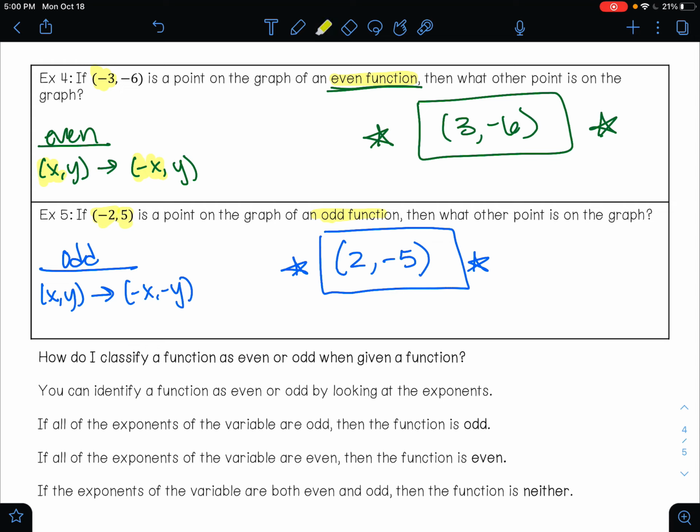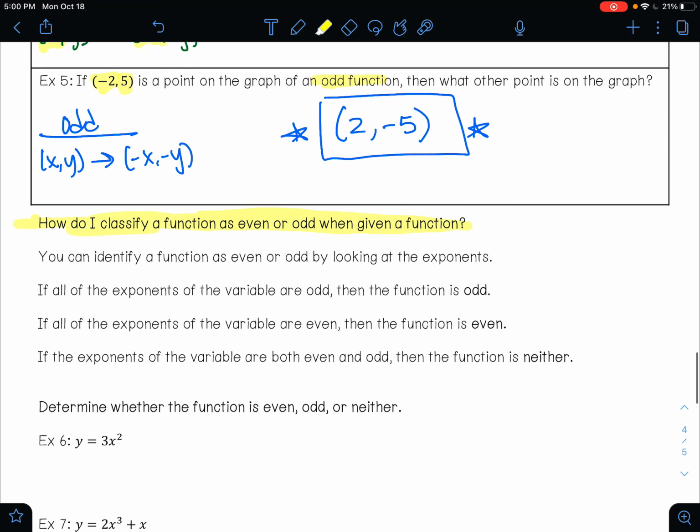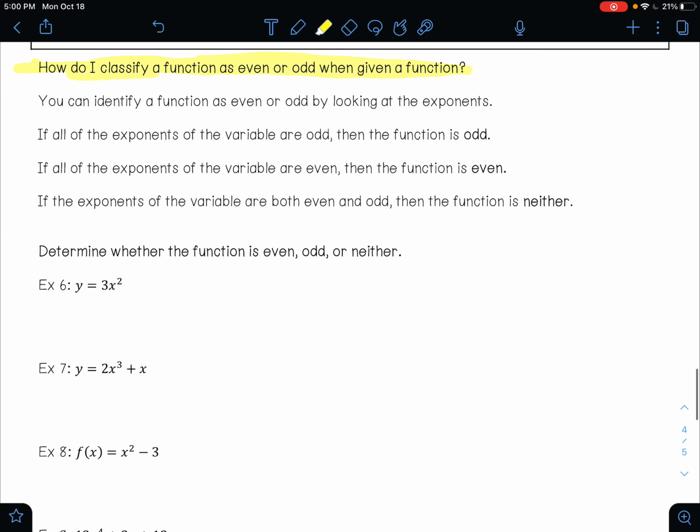Down here we're asked, how do I classify a function even or odd when given the function? So if you're not given a graph and you're just given a function, how do you find it? Well, you can identify even and odd functions by looking at the exponents. If all of the exponents of the variable are odd, then the function is odd. And if all of the exponents of the variable are even, then the function is even. So they all have to be odd or they all have to be even. If you have a mixture, then it's neither.